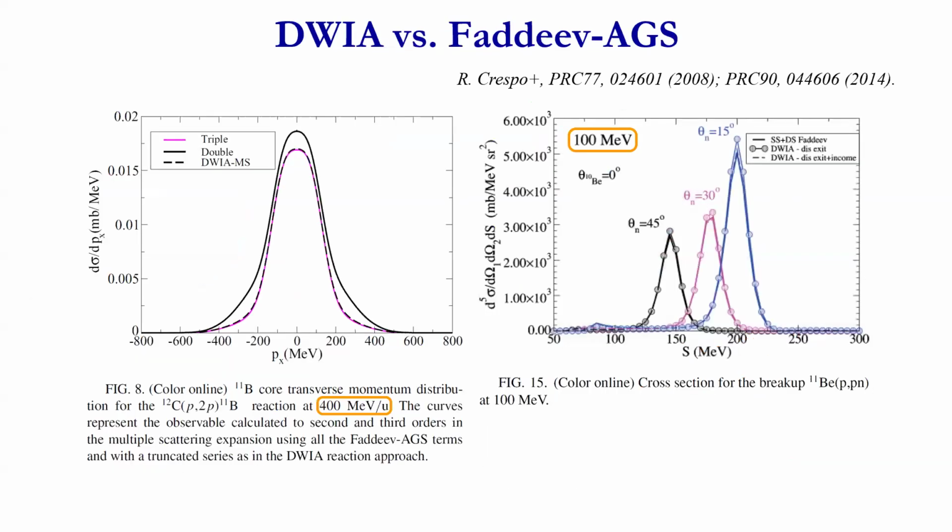Yes. Faddeev people calculated the knockout cross section and compared with DWIA in their terminology, and they found that the difference is very small. Of course, the Faddeev calculation does not assume the impulse approximation, so this shows the validity of the impulse picture. Of course, it depends on energy. On the left, I showed 400 MeV per nucleon, and on the right, 100 MeV. This is a work by Raquel Crespo and collaborators.